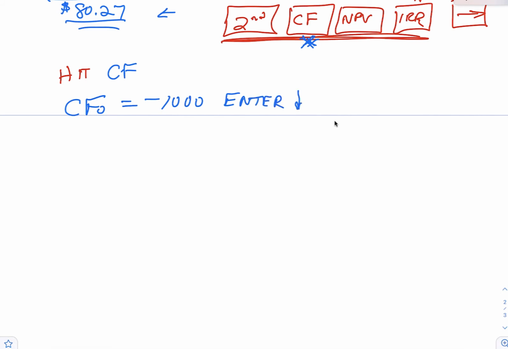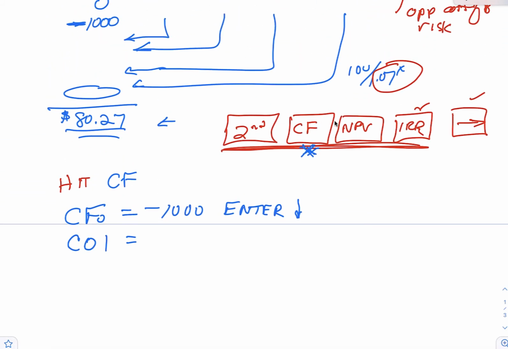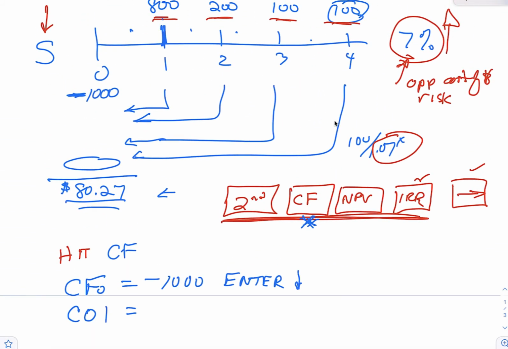You hit enter and the down arrow, and you're going to see on your display C01. The 1 stands for cash flow in period 1. And for C01, you're going to want to put in the $800, this guy right here. 800, enter, and then down arrow. Then you're going to see a display that says F01. That means the frequency of the first cash flow.